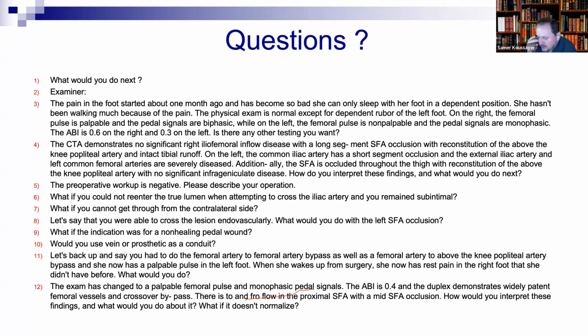Say that again. If you cannot cross it. Sometimes it's difficult to cross the iliac lesion. Correct. So what is the question? The best scenario: doing endarterectomy first or crossing the lesion first? Okay, I get your point.